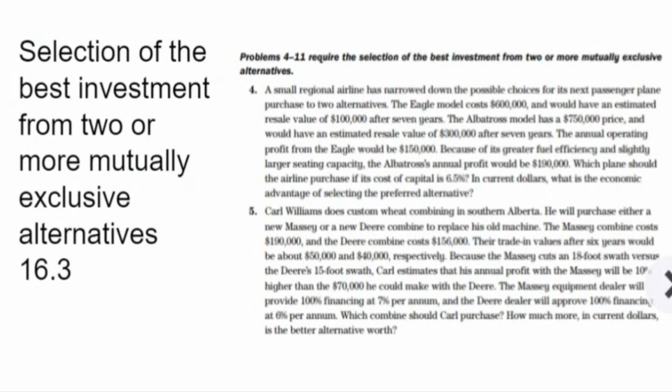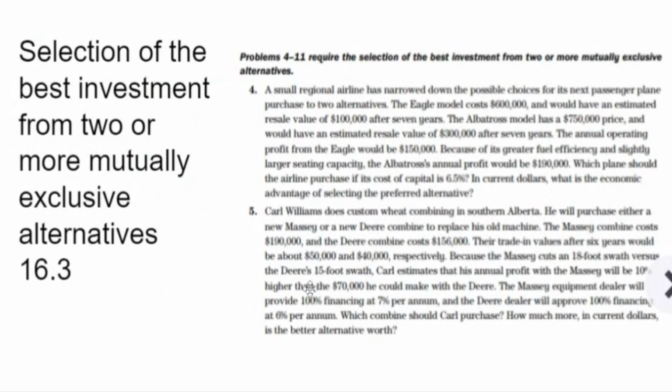Okay, well, we'll look at this one. So here's what we basically need to do. Carl Williams is looking at a couple of tractors. Let's look at the Massey first. The Massey costs $190,000, so that's $190,000 going out, and it will be able to pull in $50,000 in 6 years because of the trade-in value. And the Massey cost of borrowing is 7%.